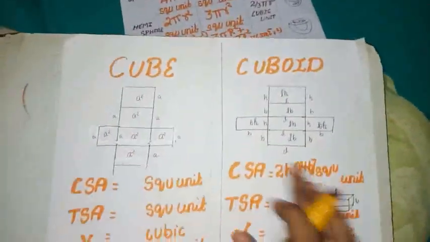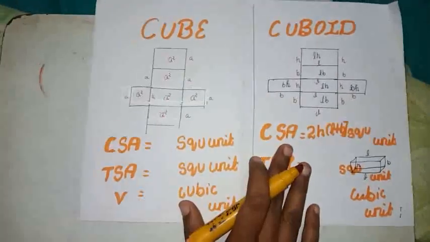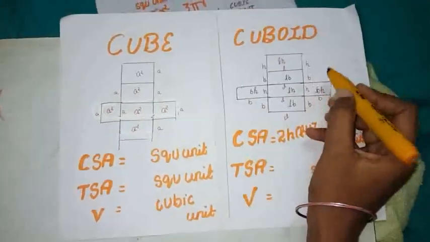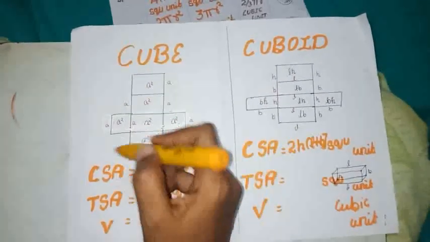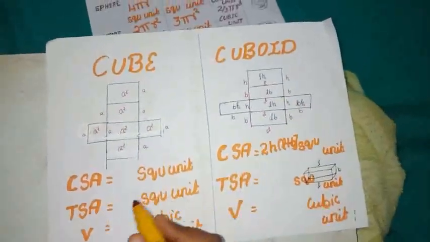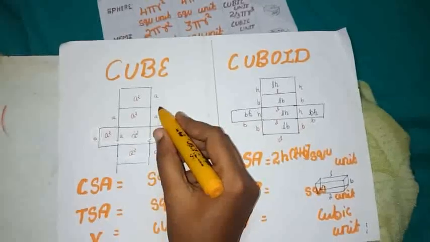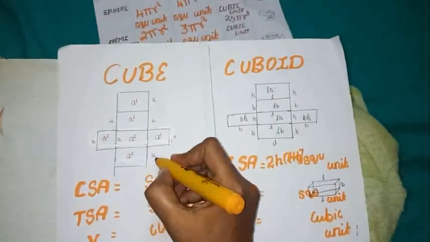Next part is cube. This is the net shape of the cube. Next one is a cuboid shape of the cube. If you open the cube box, you'll get this shape. If you open that cuboid box, you'll get this shape. Next, each and every side is the same, because in the cube shape, each and every side is a square shape. So each and every side is the same.